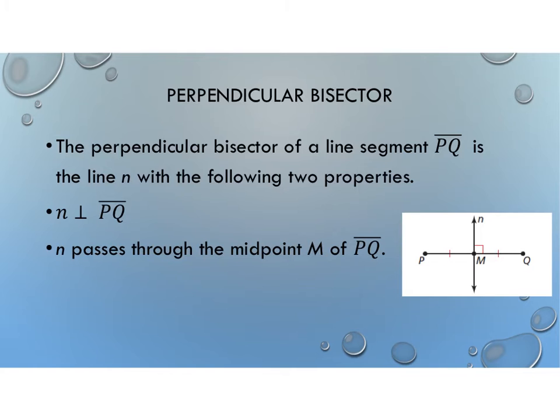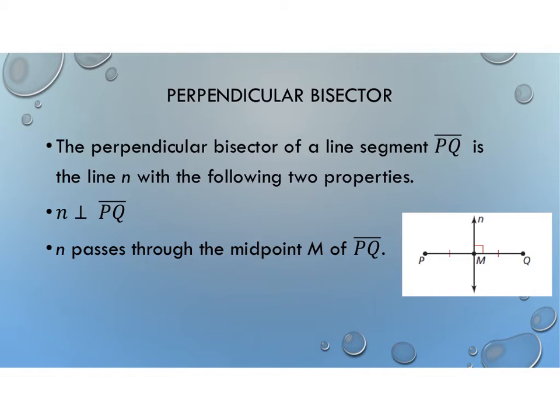All right, let's see what a perpendicular bisector is. Now, we've already talked about bisectors. We talked about segment bisectors and angle bisectors. So here, the perpendicular bisector of a line segment PQ is the line N with the following two properties: N is perpendicular to PQ, and N also passes through the midpoint, which is point M, of PQ. So remember, we can't bisect a line. We have to either bisect an angle or a segment.